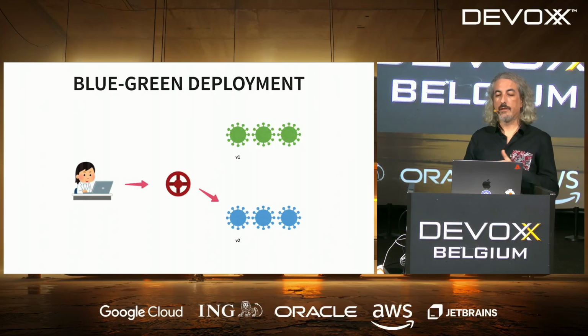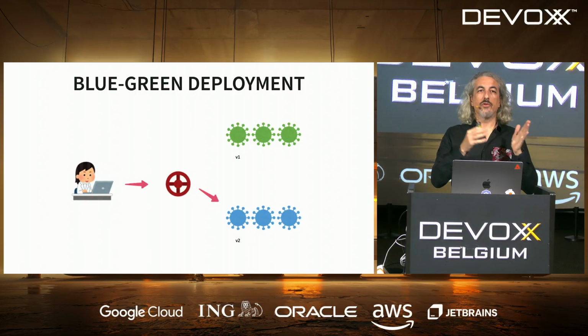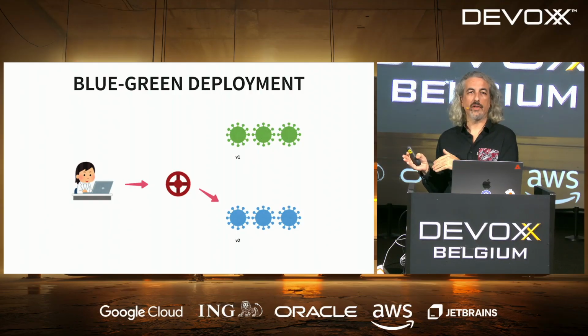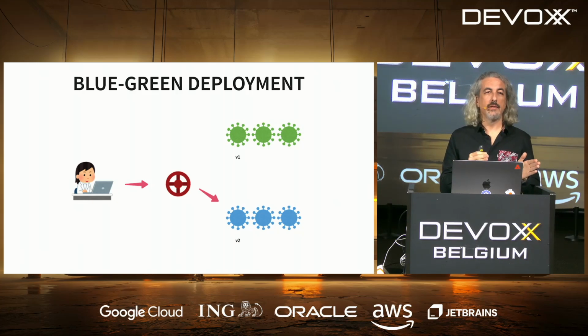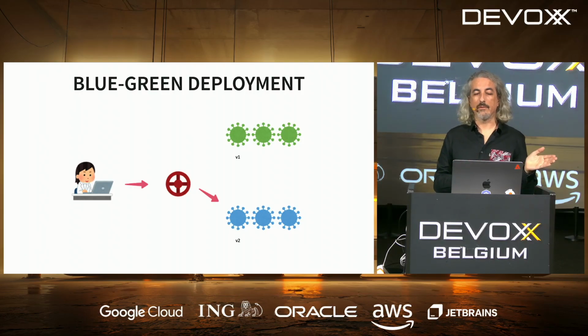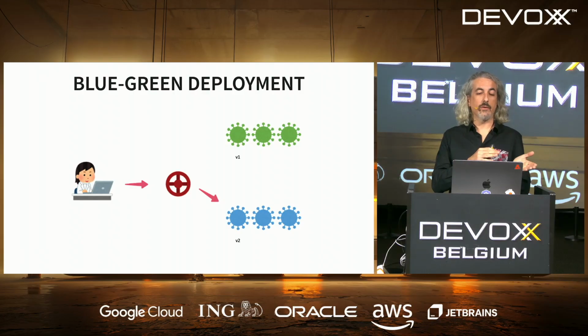Blue-green deployment: you have two versions, blue and green. Let's say you start with version 1, which is green here. You deploy version 2, a complete copy, and at some point you test it and decide to send traffic to version 2. If everything goes well, you kill version 1. If anything goes bad, you just point the load balancer back to version 1, or your DNS, or whatever it is, and then you have a very quick rollback.